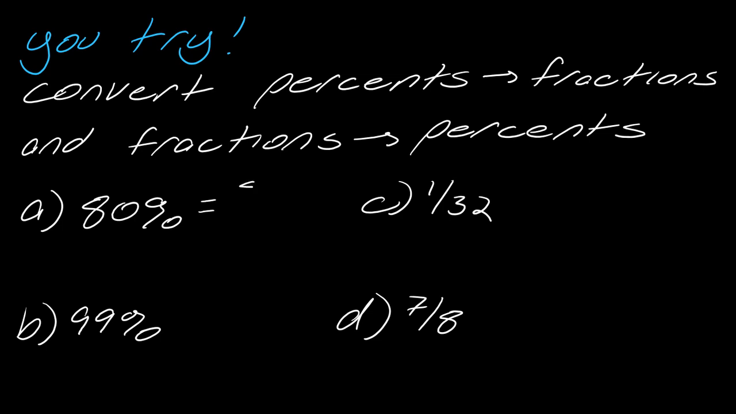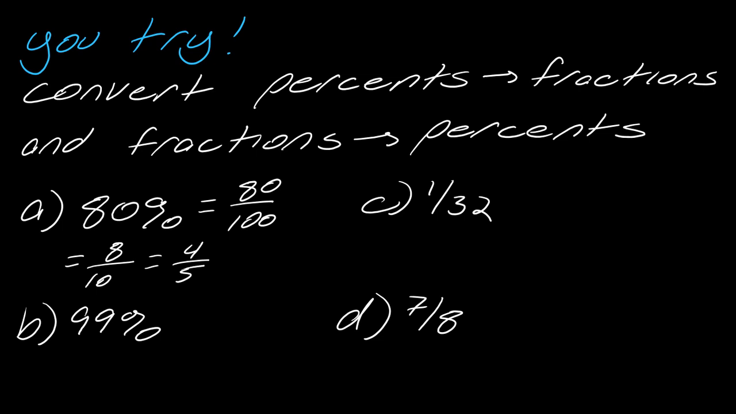So for A, this is going to be 80 over 100. And so I could divide the top and bottom by 10 again. So this would become 8 over 10. I can divide this one a little bit farther. I can divide the top and bottom here by 2. So this would become 4/5, okay?